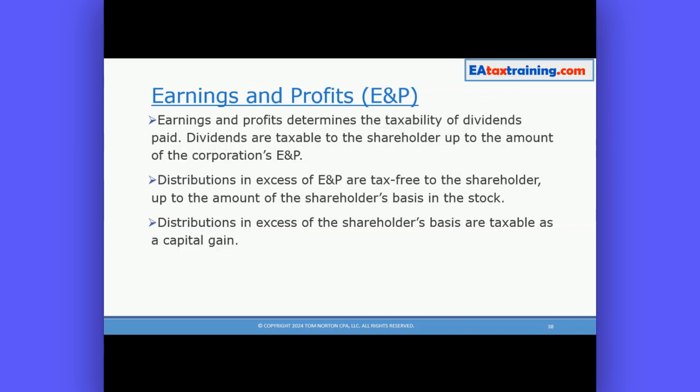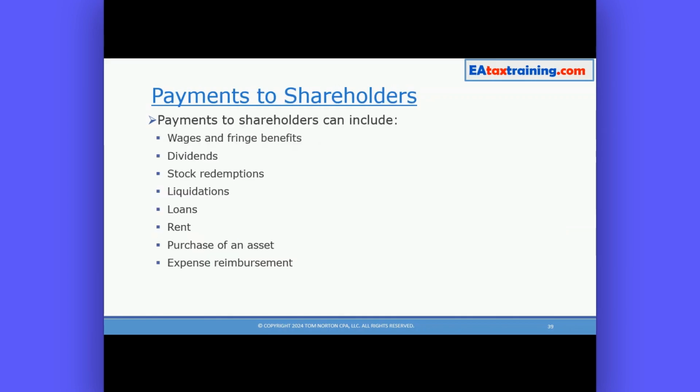Now, any excess is a capital gain to that shareholder because they're getting more than they invested. So they invested $10,000, they're getting more than $10,000 back. That is a capital gain. Again, similar to if they had sold the $10,000 stock for $15,000, they would have to pay a capital gain on the $5,000. The difference here is the shareholder might still own the stock at this point, depending on the circumstances. And we'll talk about the specifics of that coming up.